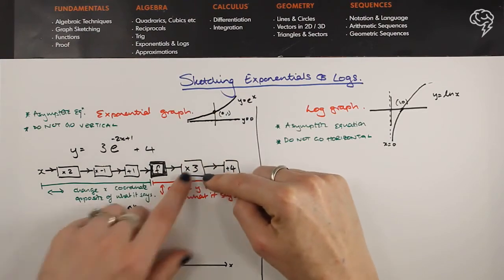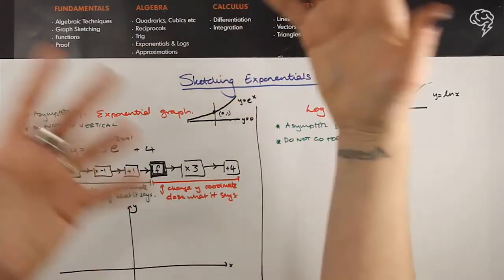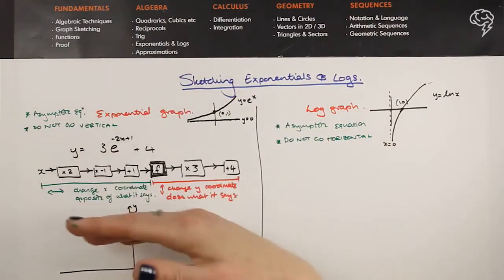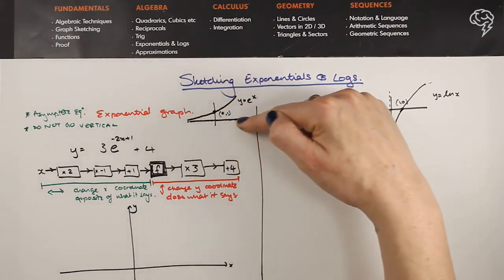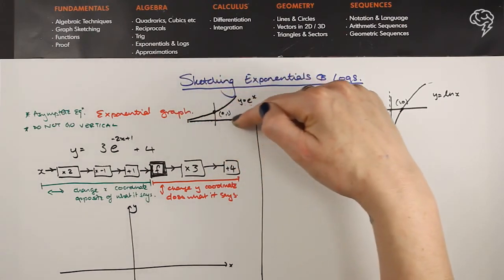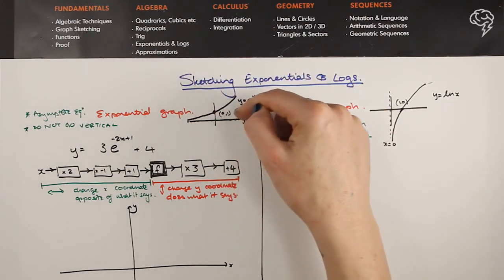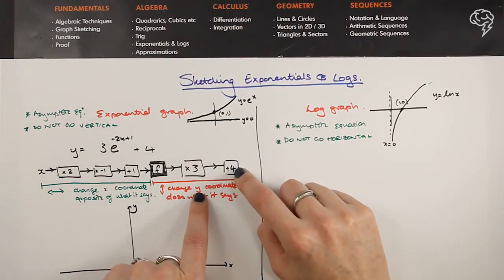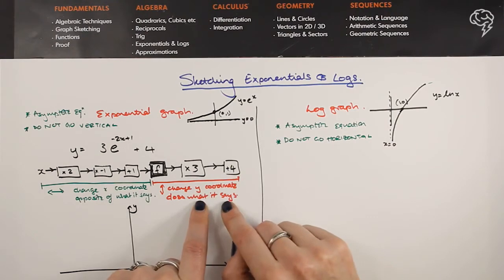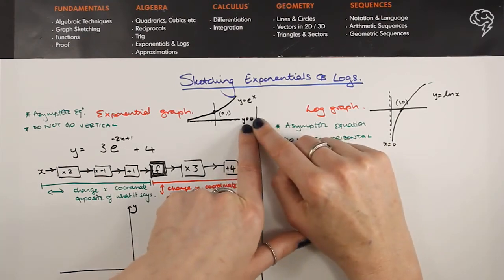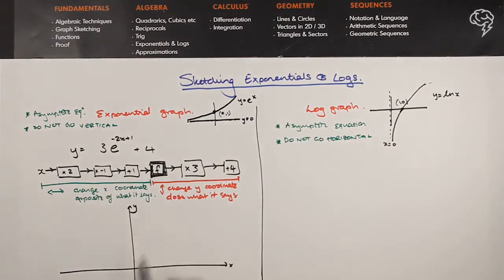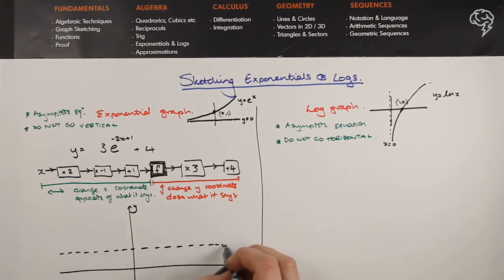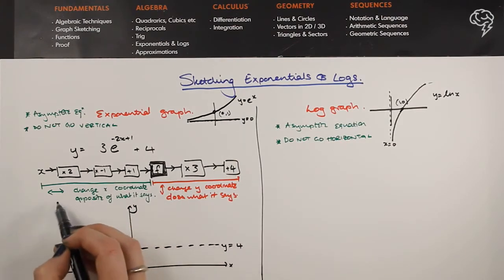Right, now I stretch it scale factor 3 this way. Again, it's not going to make much difference to the picture, is it? It's still going to look like an exponential decay coming down to y is 0 as an asymptote, and then up 4. Up 4 is going to change all the y coordinates by increasing them by 4, and it's going to therefore increase the asymptote by 4 as well.